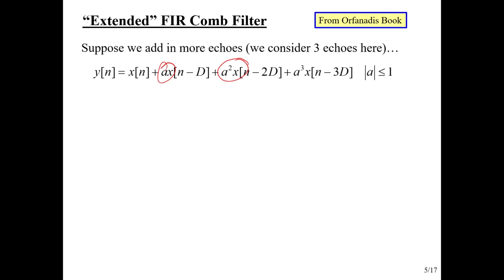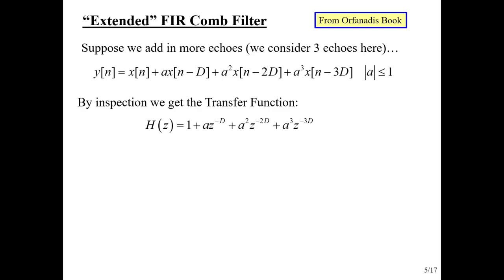So we're calling these echoes, and we're thinking about how this might occur. It's a sound that's bouncing perhaps between two walls of a room. Each time it hits a wall, it gets attenuated by the factor A. And so that's why we get A, and then A times A, and then A times A times A. And it takes D samples to go from one wall to the next wall. So that's the idea here.